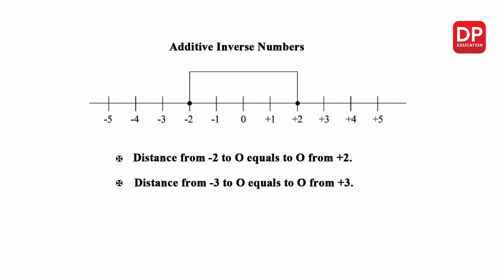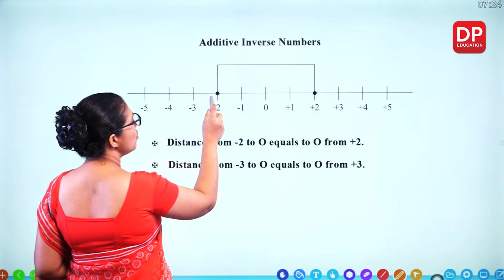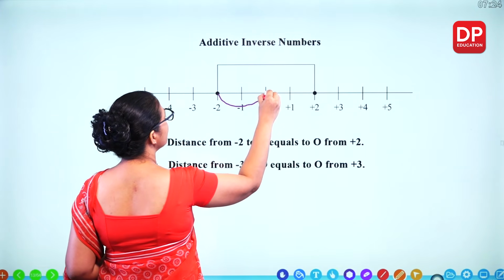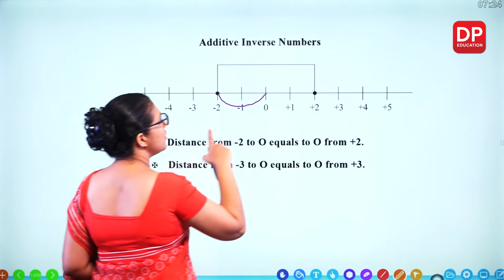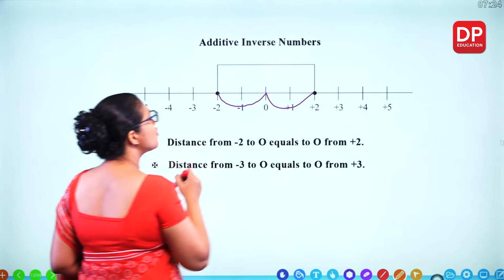Additive inverse numbers. So what does additive inverse mean? The distance from minus 2 to 0 equals the distance from 0 to 2.